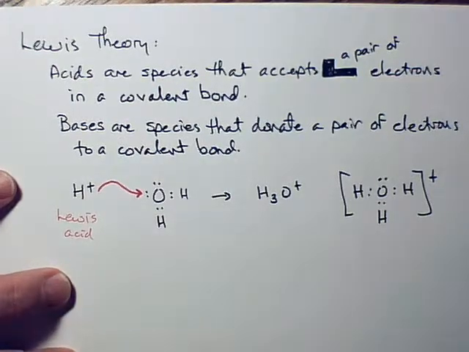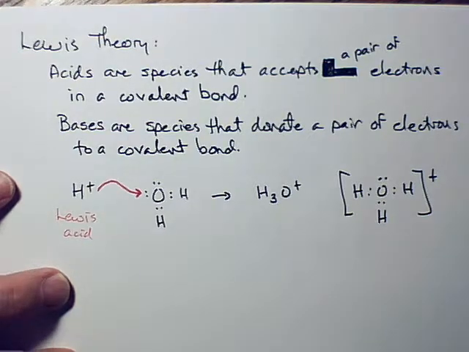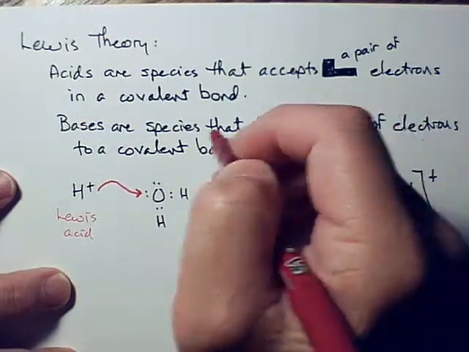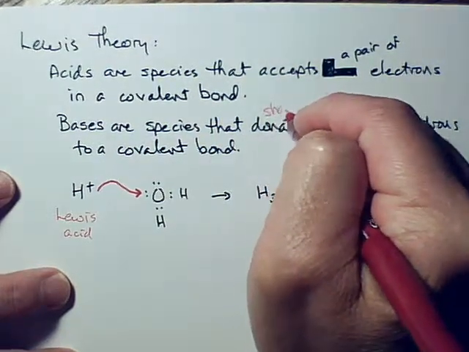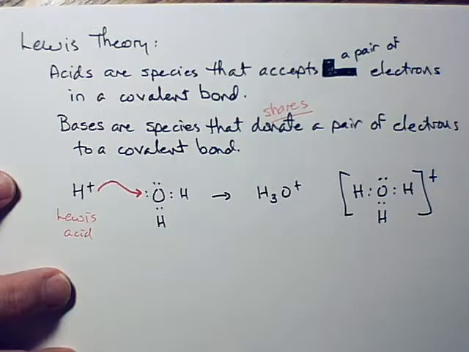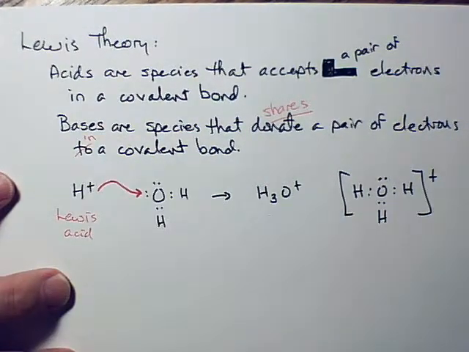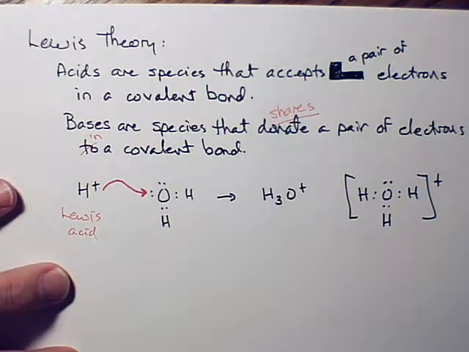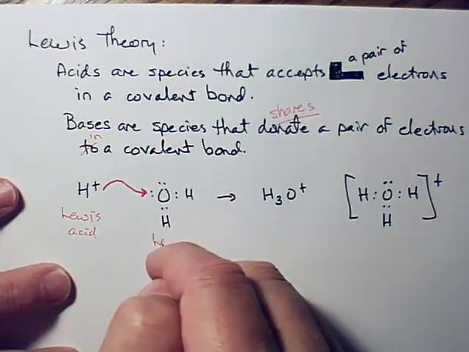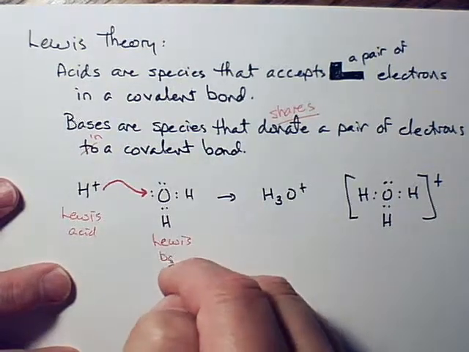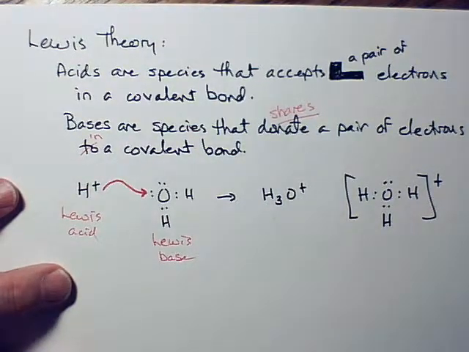And what species donated a pair of electrons to a covalent bond? It didn't give them up. It just shared that pair of electrons. I could have said shared. A Lewis base shares a pair of electrons in a covalent bond. Another way of saying it. What species shared a pair of electrons in a covalent bond? The H2O. So this is our Lewis base.